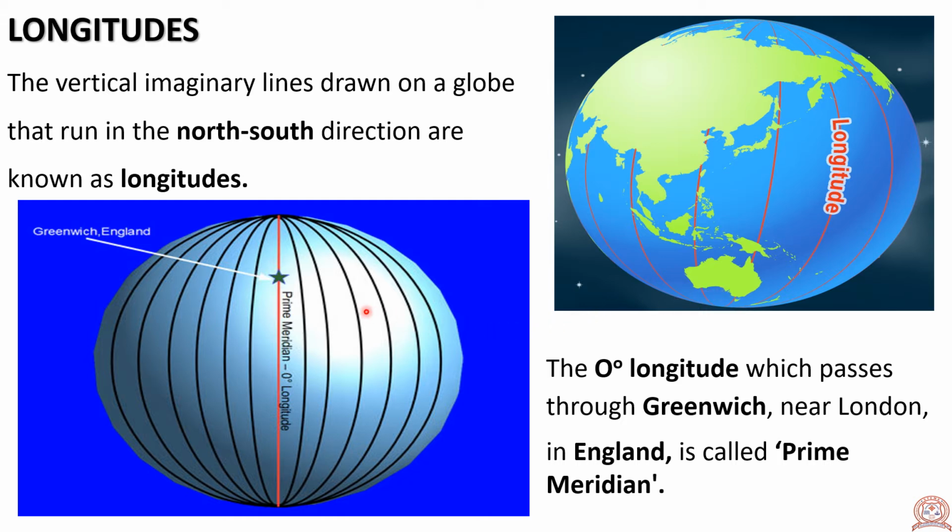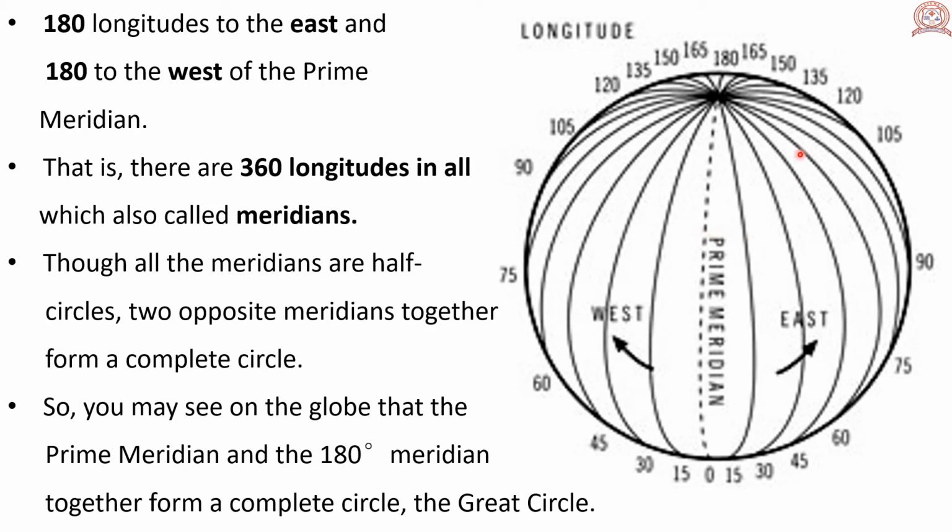Next, the prime meridian. The 0 degree longitude, which passes through Greenwich near London in England, is known as the prime meridian. There are 180 longitudes to the east and 180 longitudes to the west of the prime meridian. That is, there are 360 longitudes in all, which are also called meridians.